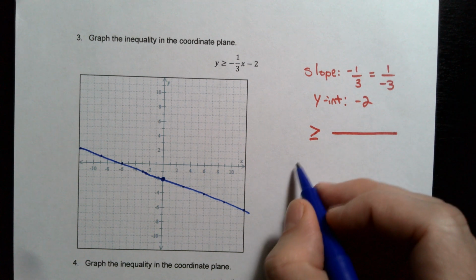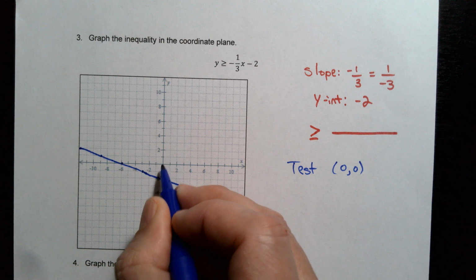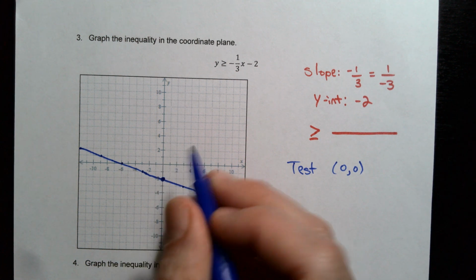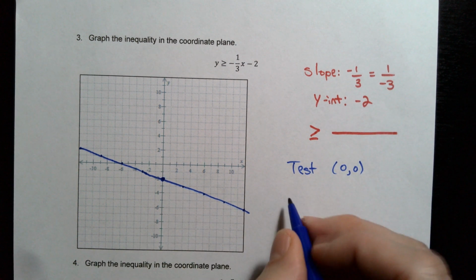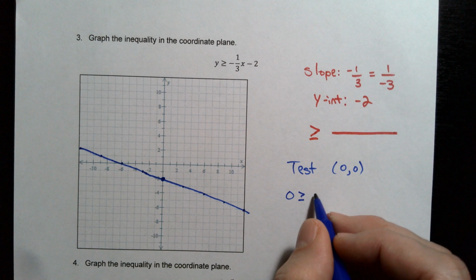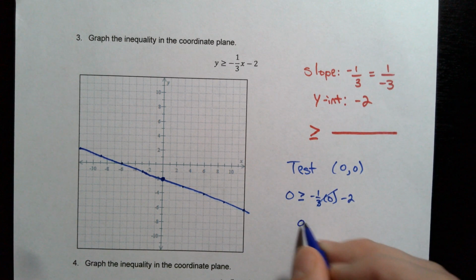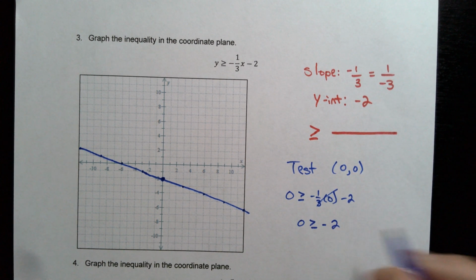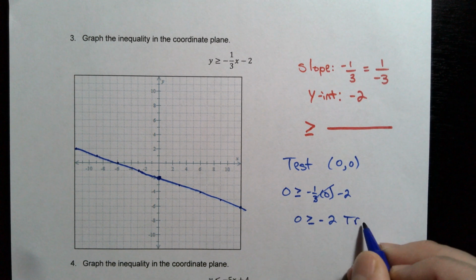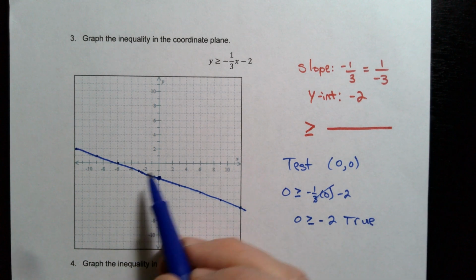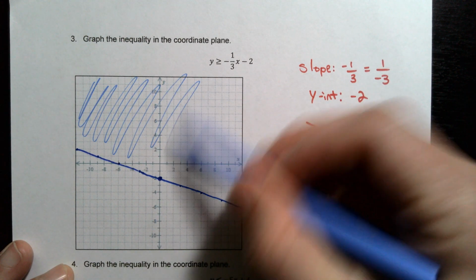Now I want to test which region. I'm going to test 0, 0. 0, 0 is right here. If I plug in 0, 0 and it's true, then I'll shade this side. If it's false, I'll shade the other side. So is 0 greater than or equal to negative 1/3 times 0 minus 2? This goes away. Is 0 greater than or equal to negative 2? Well, it's not equal to negative 2, but it certainly is greater than negative 2. So this is true. Since that's true, the side that contains 0, 0 is the side that gets shaded. So I'm going to shade up here.